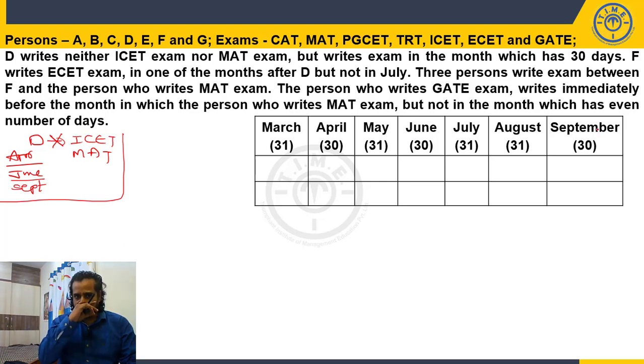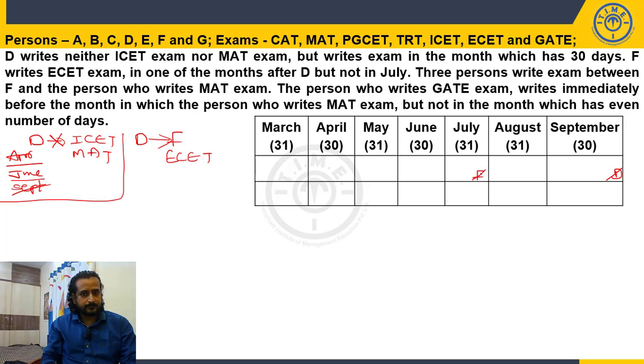Wait. What is the next clue given? F writes ESET exam in one of the months after D, but not in July. So D will not be in the month of September. We can confirm it, so this is ruled out. So April or June. So we have two possibilities. And F will definitely not be in July. So this is not F.